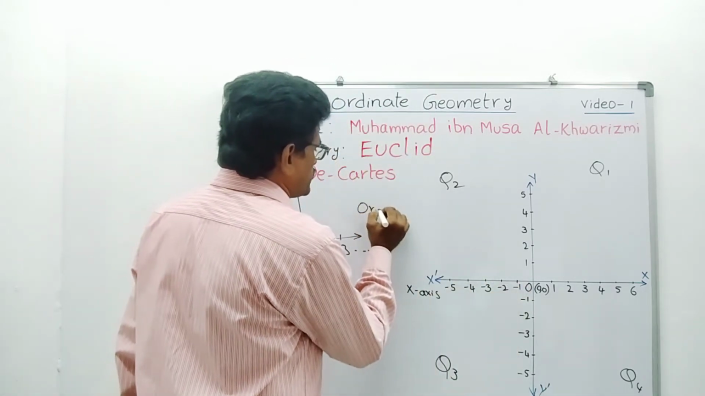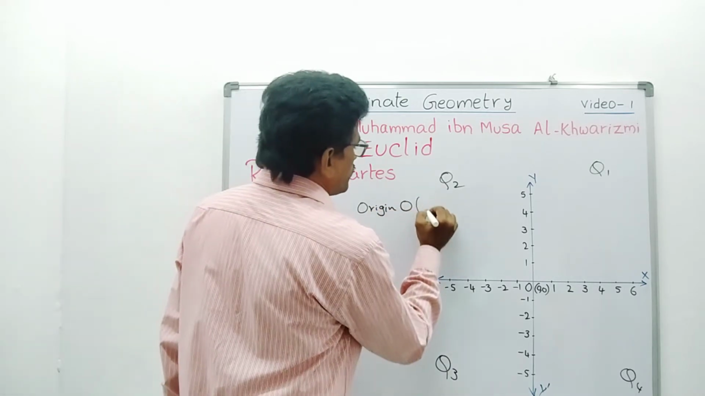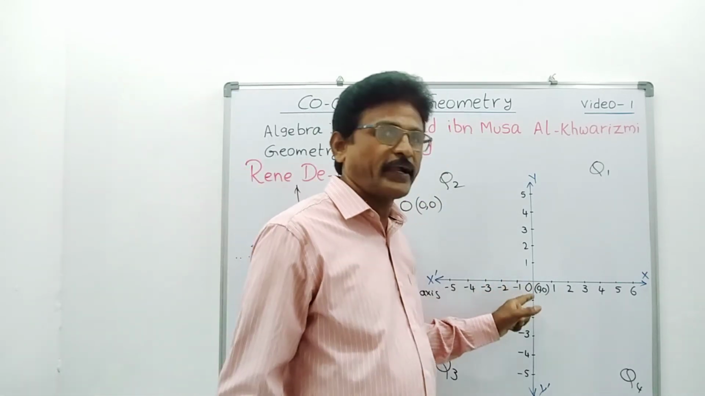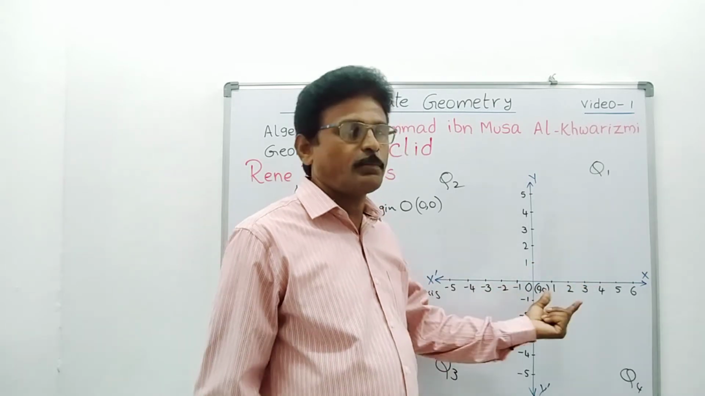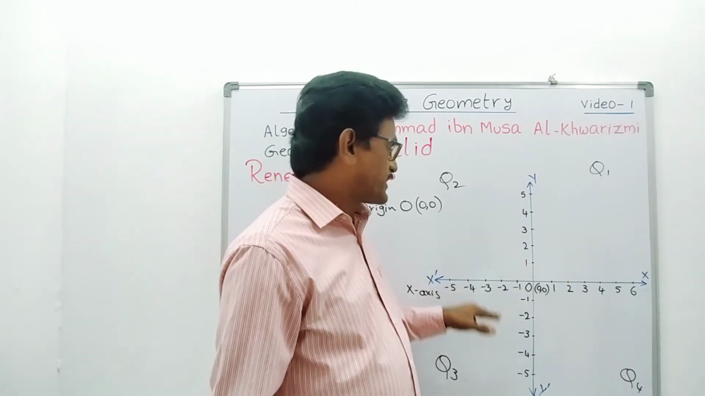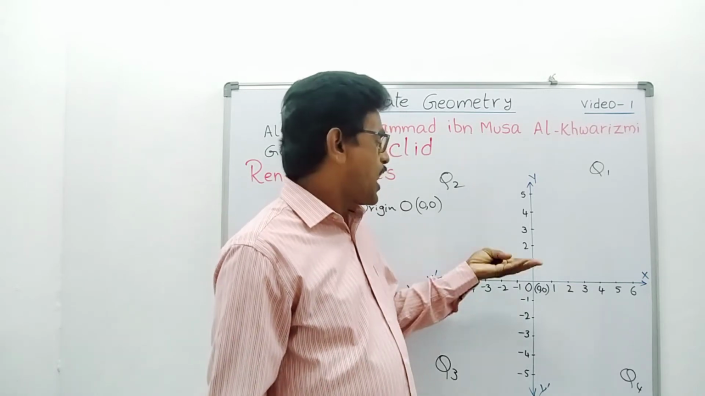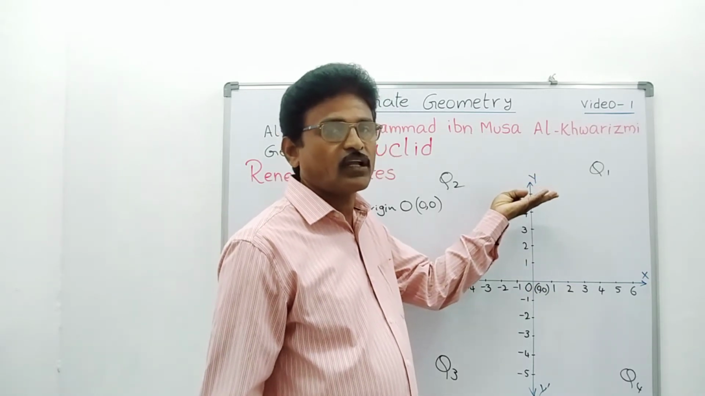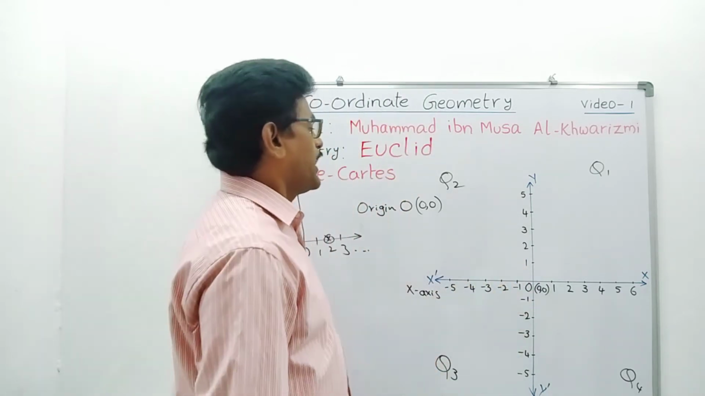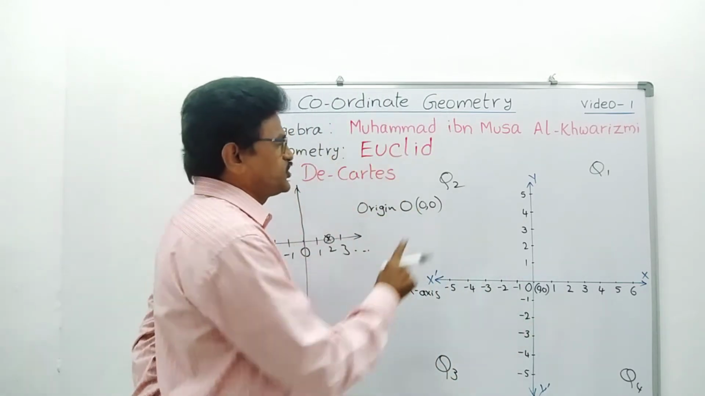So that origin is represented by O, the point (0, 0). It means what? It is the initial or starting point to represent the numbers on the x-axis and also the y-axis. See students, on the x-axis, towards the right side are positive numbers and the left side negative numbers. Above 0 are positive numbers and below 0 negative numbers on the y-axis, right?